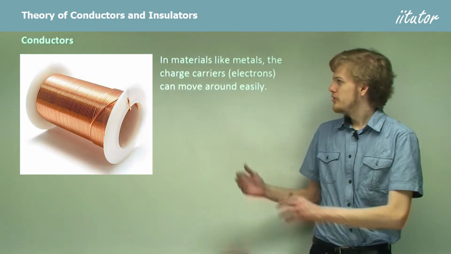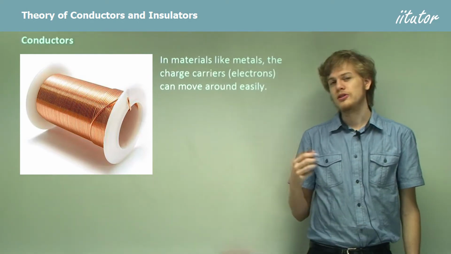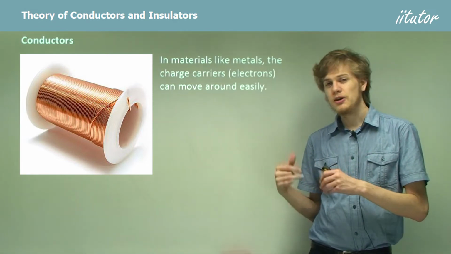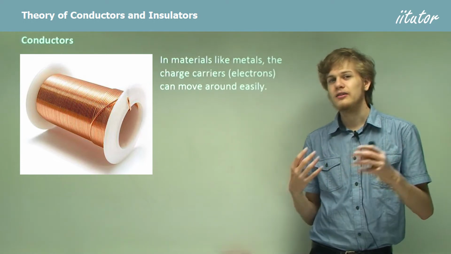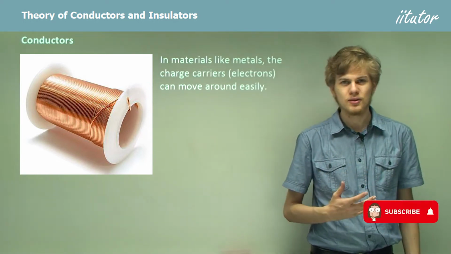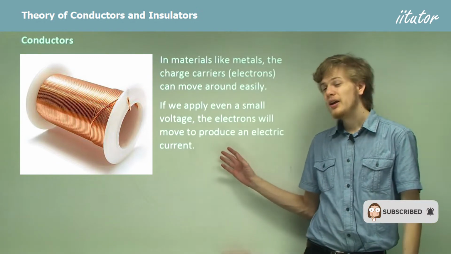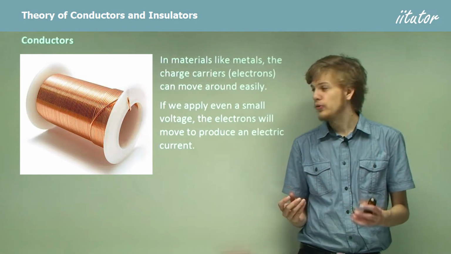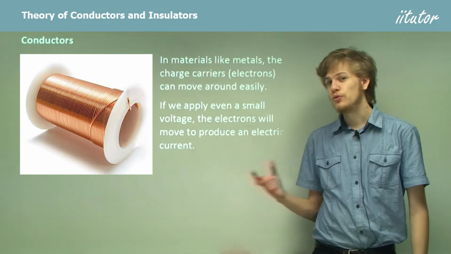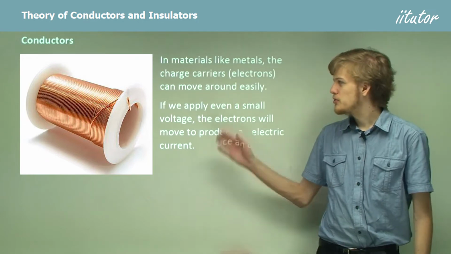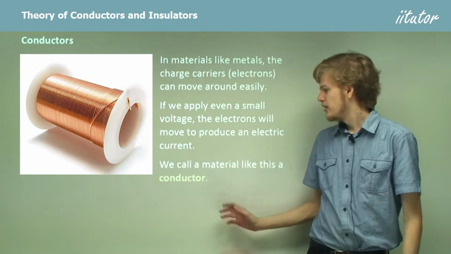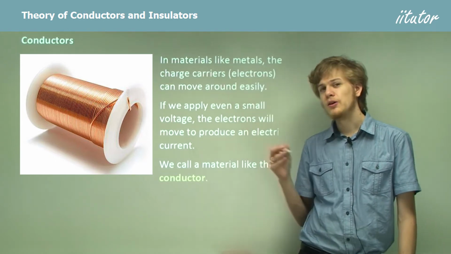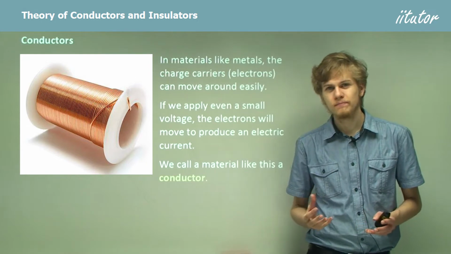Now, in materials like metals, the charge carriers, which are electrons in the case of metals, are free to move around quite easily. So we have charge carriers that can very easily transmit electric charge and electric current. If we apply even a small voltage, even something in the region of a thousandth of a millivolt, then the electrons will quite happily move across and produce an electric current because they're free to move. So we call a material like this a conductor. In a conductor, we have plenty of charge carriers that can move around even with low voltages.